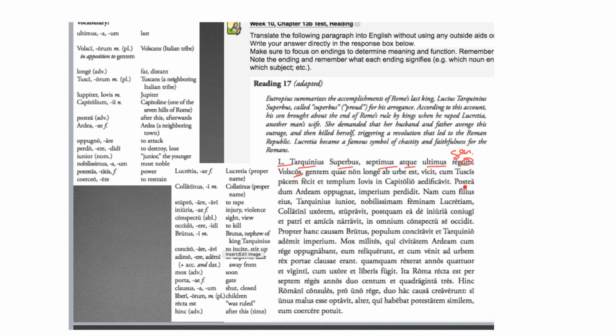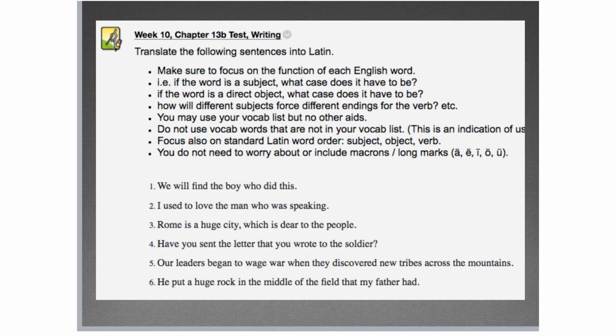All right, so postea dum Ardeam oppugnat imperium perdidit. So afterwards, not after, afterwards, while he attacked Ardea, he lost power. All right, and I will let you pick it up from there. And lost power, of course, means lost control. Not like the electricity went out. No electricity. Couldn't resist.